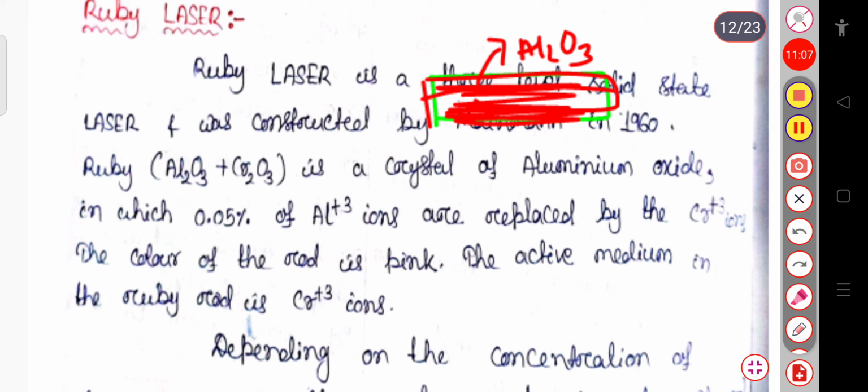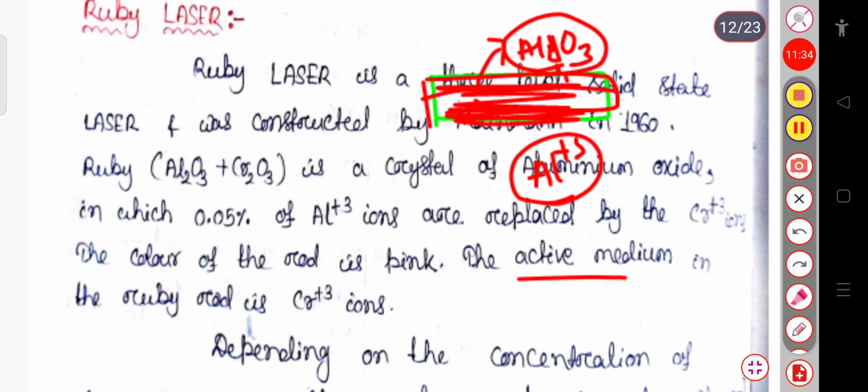I will tell you the exact construction and the working procedure. Now I am going to tell you what the active medium is, why it is called the active medium, etc. Here it contains aluminum oxide. When this molecule Al2O3 gets split, the aluminum plus 3 ions will form, and these aluminum plus 3 ions will get replaced by chromium ions. So here the Cr plus 3 ions, that is the chromium plus 3 ions, will be available in this rod, that is, in this ruby rod.